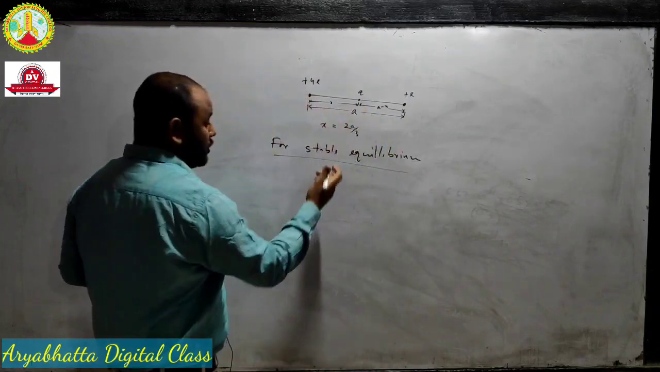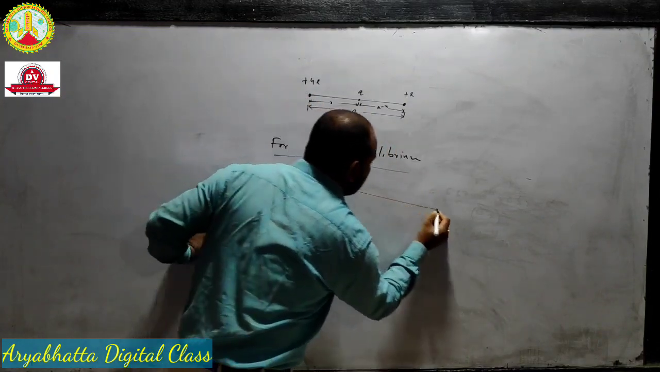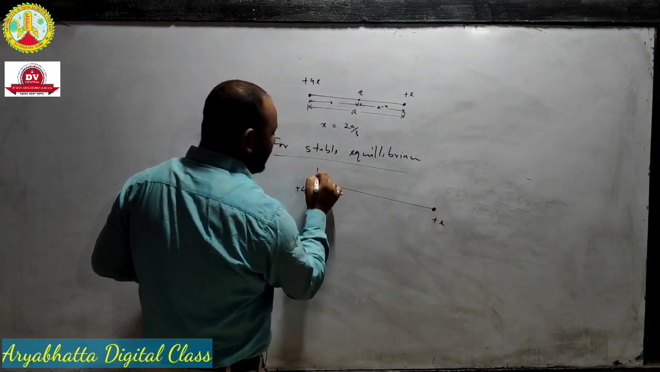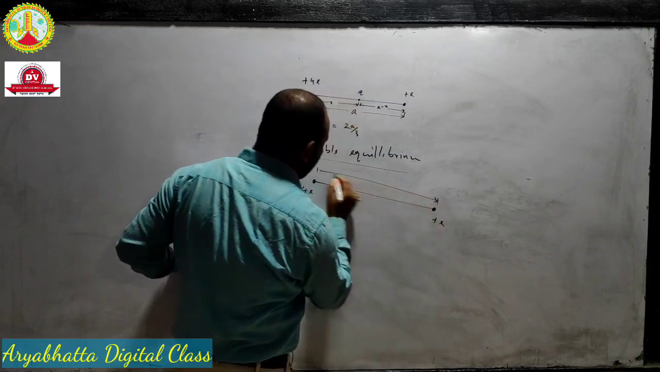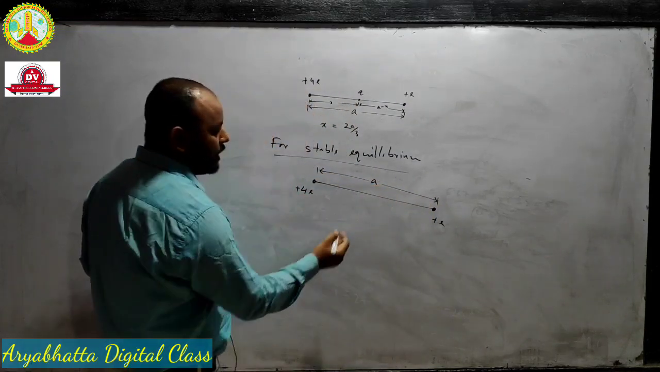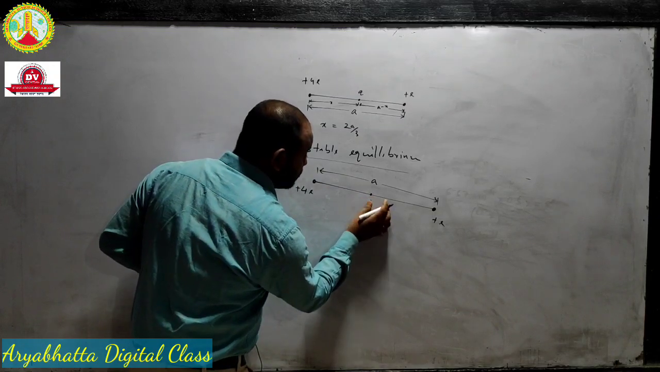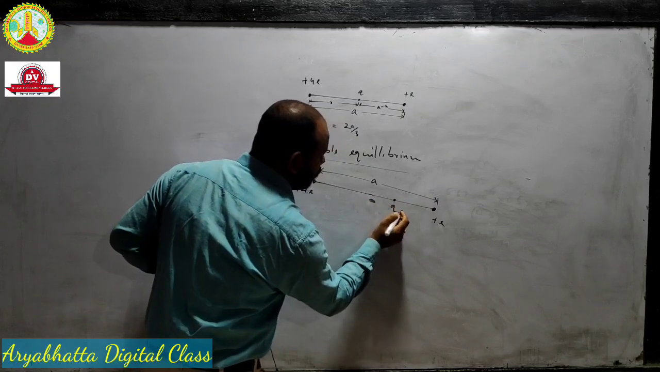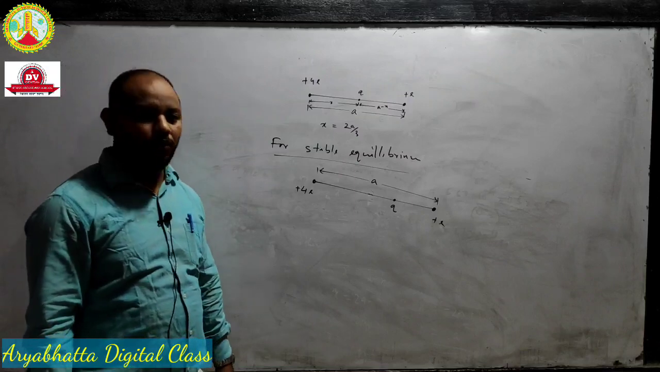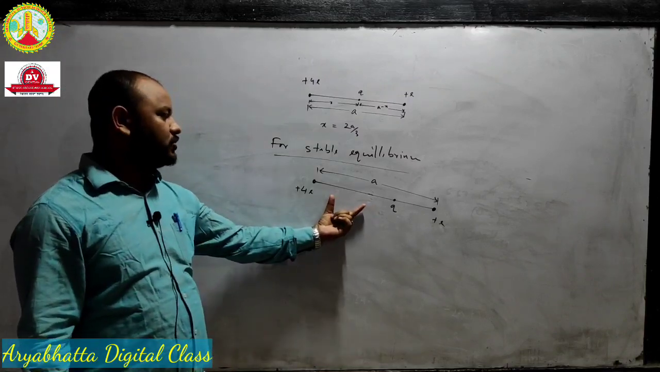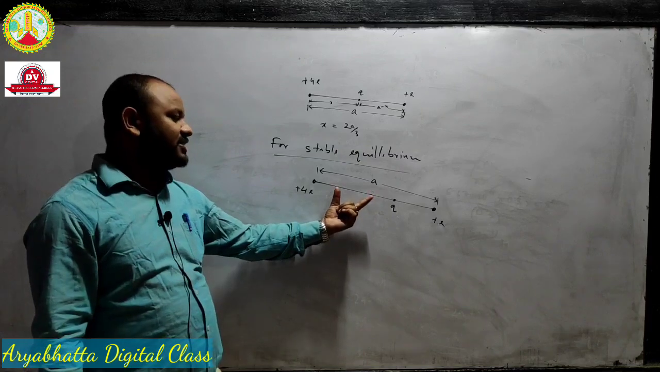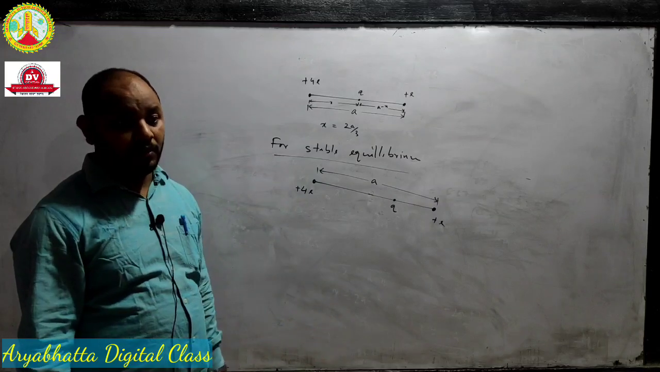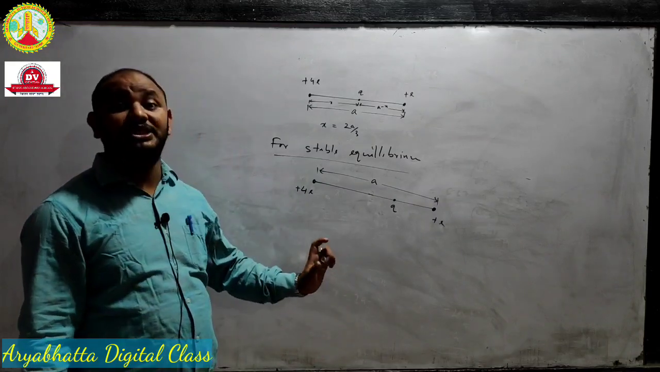okay, let us redraw this diagram. Suppose these are the 2 point charges, plus 4e and plus e, separated by a distance a, and suppose this is the point where it may be in equilibrium. This distance is twice a by 3 and this will be a by 3. At this point it will be in equilibrium. Our next question is, in which case it will be stable.